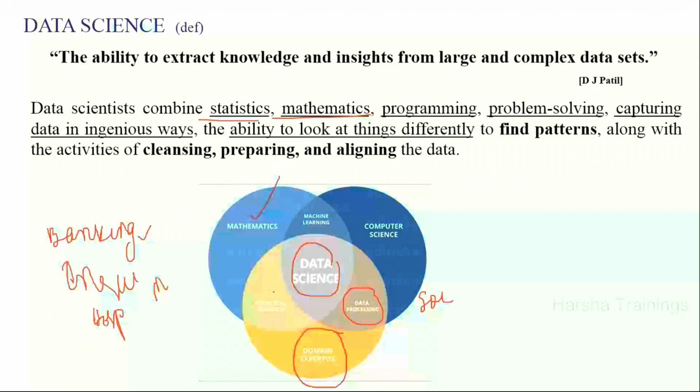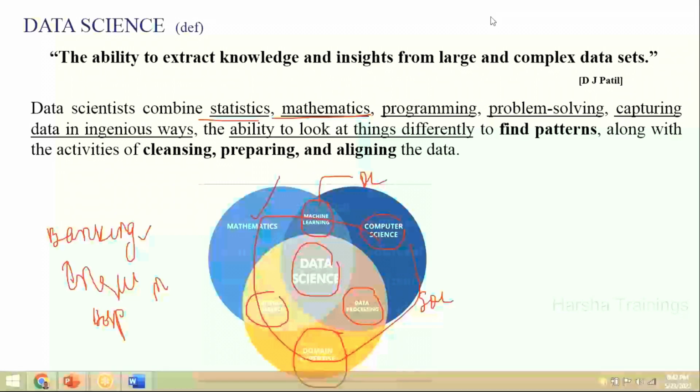You should have the basic statistical knowledge. Then finally, the most important thing is machine learning. Now I'll show you the syllabus for machine learning. Half of the syllabus will be about machine learning and deep learning, and you should have the basic knowledge of computer programming. This is a Venn diagram. If you want to become a data scientist, we should be familiar with all these things.